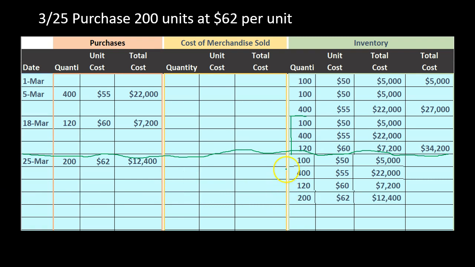So now we have 100 units at $50, 400 units at $55, 120 units at $60, and 200 units at $62 for a total of 5,000 plus 22,000 plus 7,200 plus 12,400, or 46,200. This then should be what is on our financial statement after we record this transaction, which doesn't change under either method, FIFO, LIFO, average, periodic, perpetual. It is what it is.